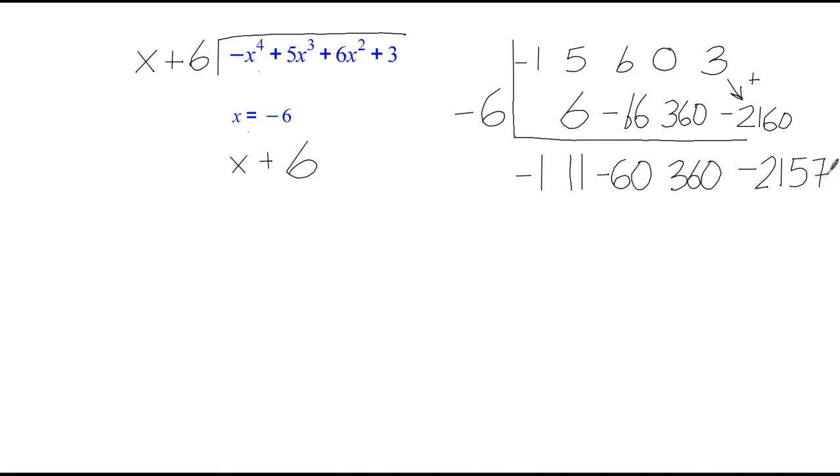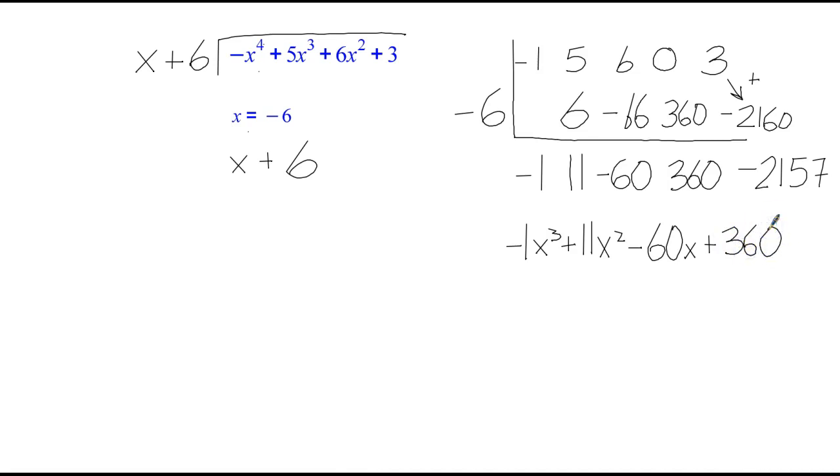As we do this, what we're getting here are the coefficients for each of the values after we've divided by x plus 6. We're going to decrease each exponent by 1. So this is going to be negative 1 x to the third, plus 11, with the exponent decreased by 1, so x squared, then minus 60 x, and then we're going to add 360, and I ran out of room here.